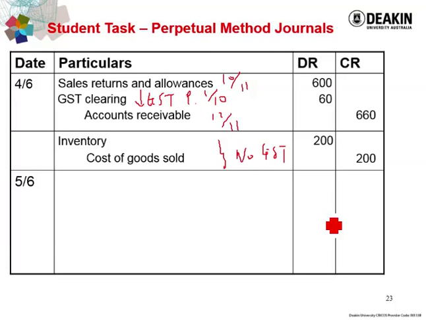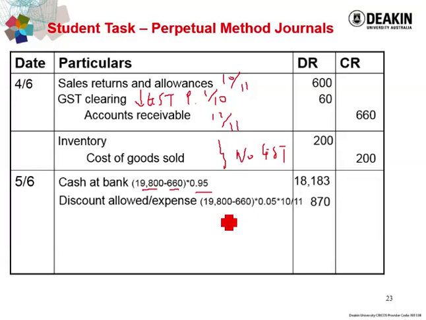Then on 5th of June, we receive payment from customers for amount owing less 5% for settlement discount. So what we will do here is we debit cash at bank 18183, and how do we get this figure? 19.8K. This is the original accounts receivable minus 660 sales returns and times 95%. We debit discount allowed or discount expense 870, and how do we calculate that? Again, you start with accounts receivable 19.8K minus the sales return 660 multiplied by 5% because we give 5% discount, and we need to make sure that this amount is net of GST, so we have to exclude GST. Therefore, we multiply by 10 over 11.